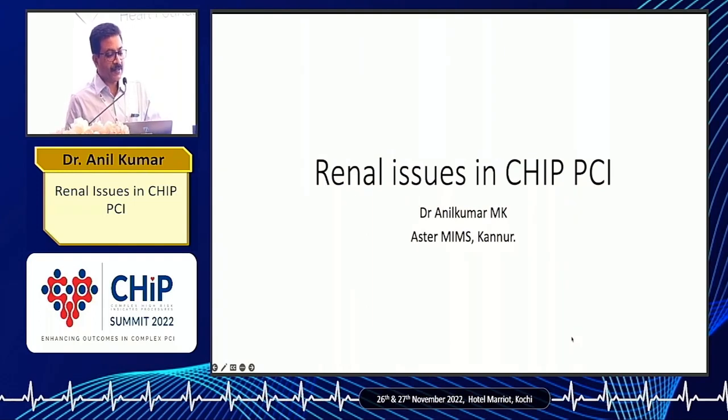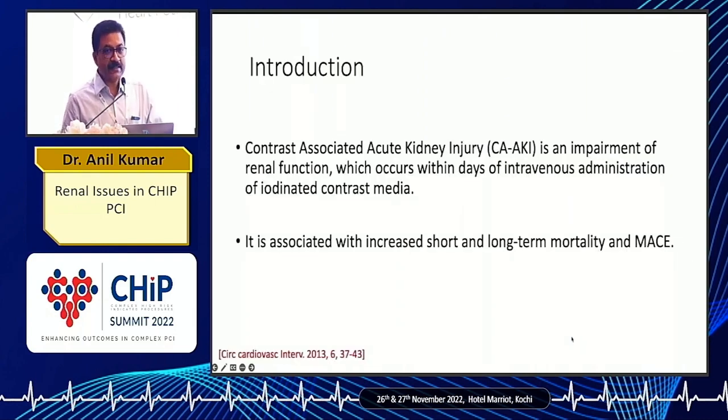The topic allotted to me is renal issues in CHIP PCI. The commonest and most important renal issue in CHIP PCI is contrast-associated acute kidney injury. It is an impairment of renal function which occurs within days of intravascular administration of iodinated contrast media. And it is associated with increased short and long-term mortality and MACE.